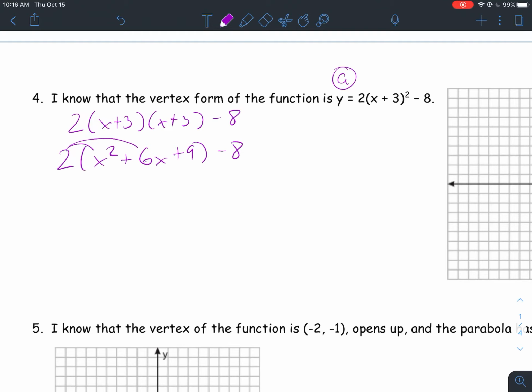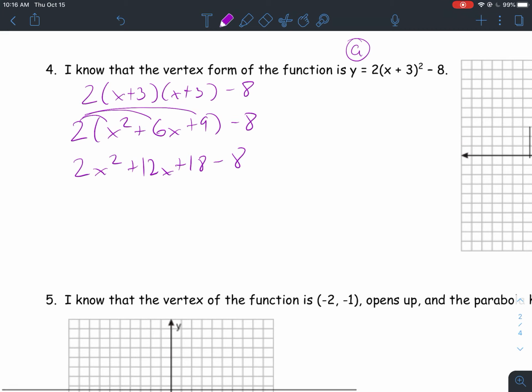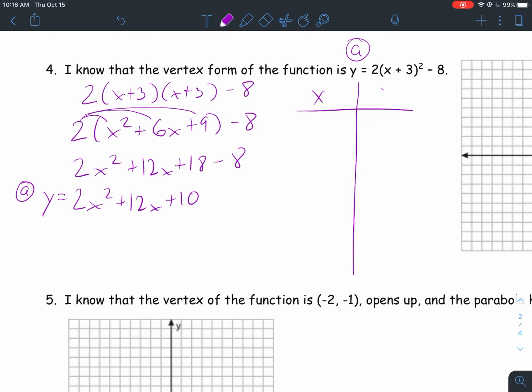Then we're going to go ahead and distribute. So we get 2x² + 12x + 18 − 8 on the end there still. Then we're going to combine like terms. So for our standard form, it's going to be y = 2x² + 12x + 10. All right, so that's our standard form. Now let's go ahead and get our graph.